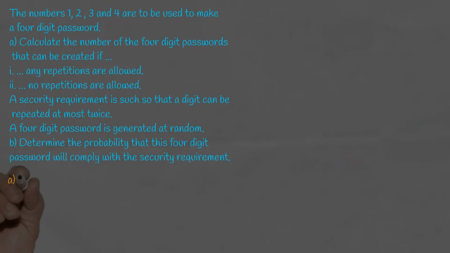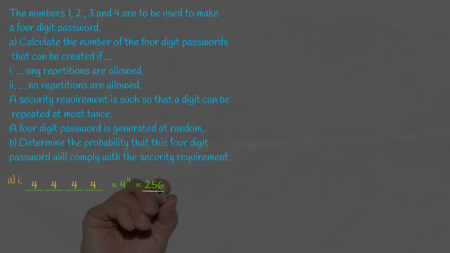So in the first question, we are creating a 4-digit password and we're allowed to use the numbers 1, 2, 3 and 4. How many passwords can we create if we're allowed to repeat as many times as we want? Well, this is relatively straightforward because we have 4 digits, so there are 4 choices of number for the first digit. There are 4 choices for the second digit, 4 for the third and 4 for the fourth. So it is 4 to the power 4 or 256.